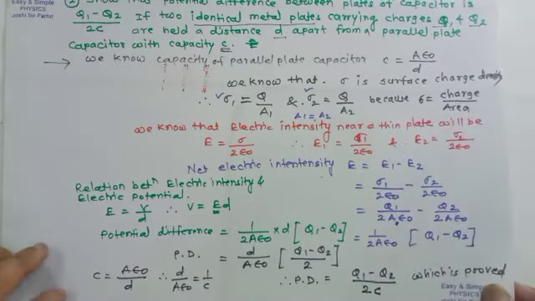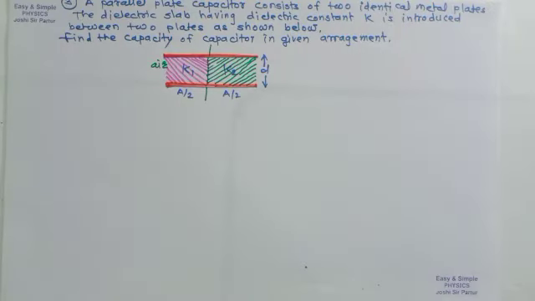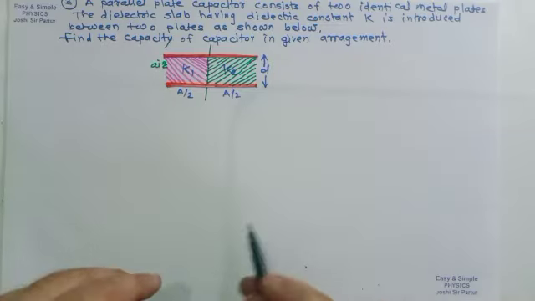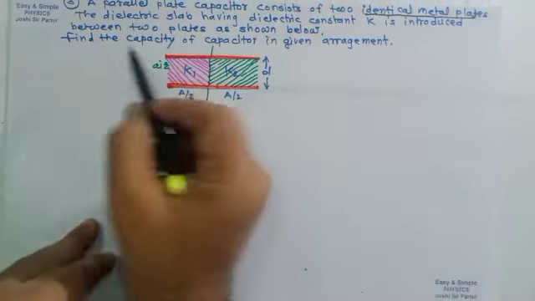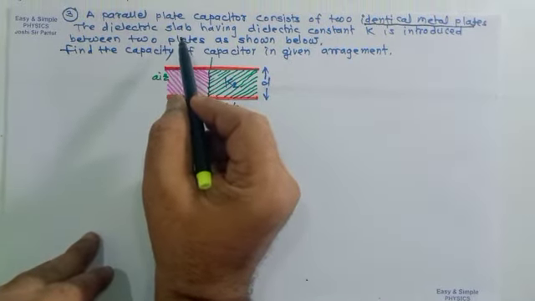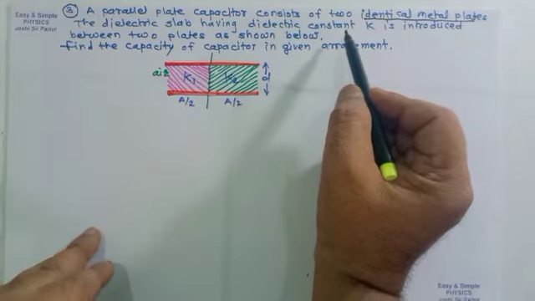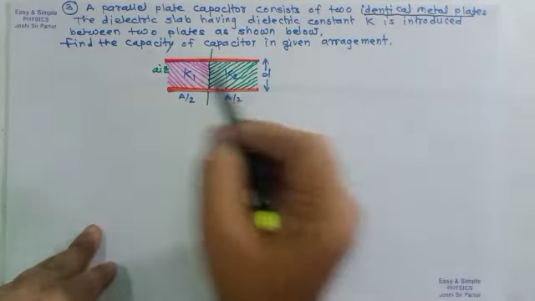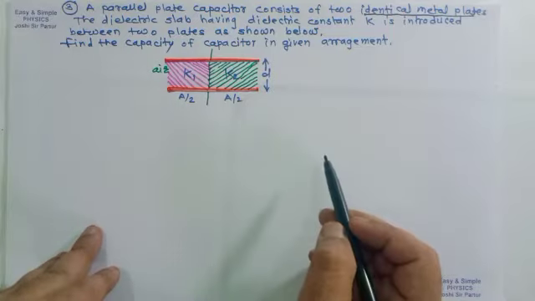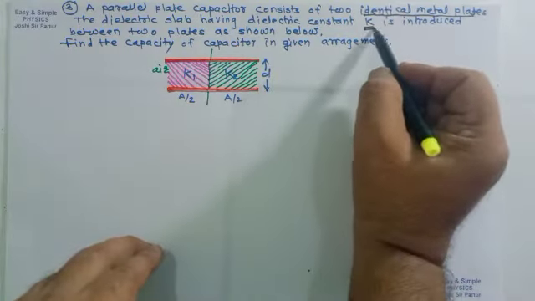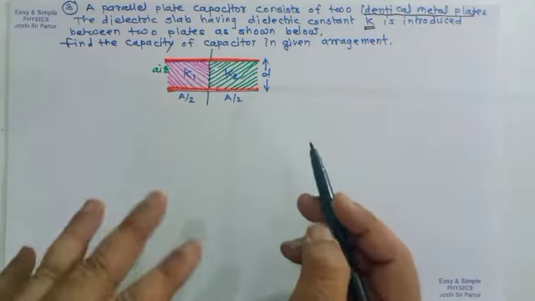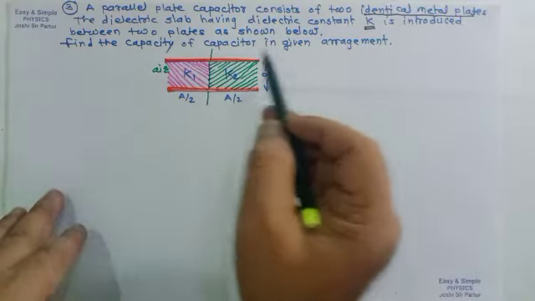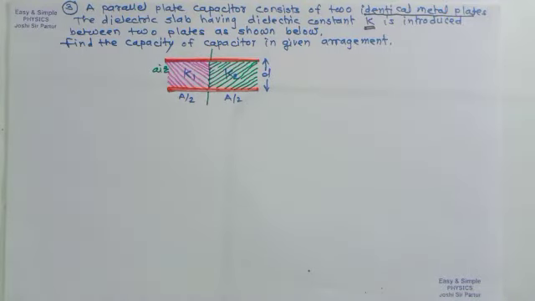If we see the third example, two plates are there, two dielectric constants are there. A parallel plate capacitor consists of two identical metal plates. The dielectric slab having dielectric constant K is introduced between two plates as shown below. Here K is the resultant dielectric constant. Between the two plates K1 and K2 are two dielectric constants. Find the capacity of the given arrangement.